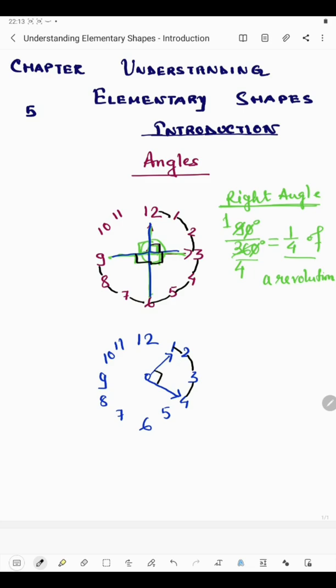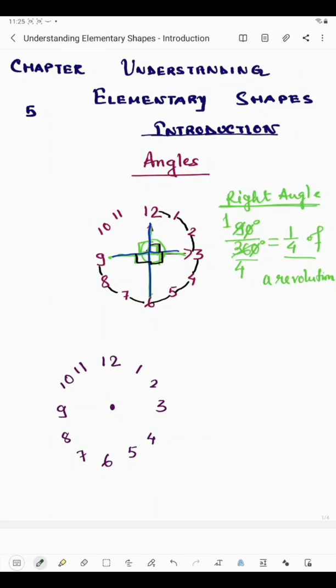Now let's take another example. Suppose the hands of a clock move from 5 to 8. How will you identify whether it forms a right angle or not? To identify this, again we will count the number of steps. It starts moving from 5 o'clock, so 5 to 6, 1, 6 to 7, 1, 7 to 8, 1. So after 3 steps, we have got 8. That means it forms a right angle.